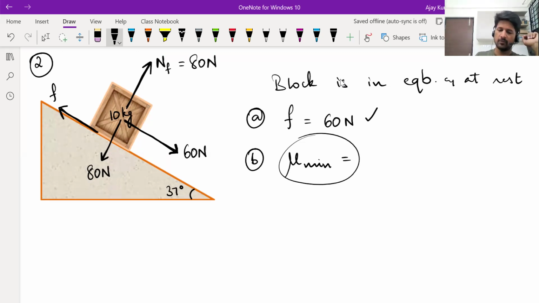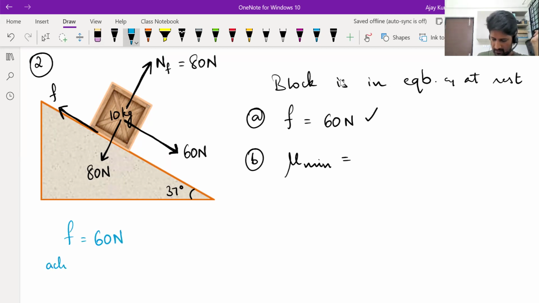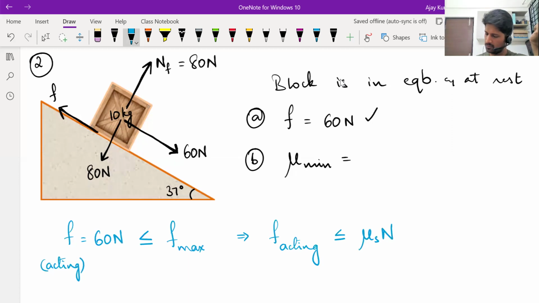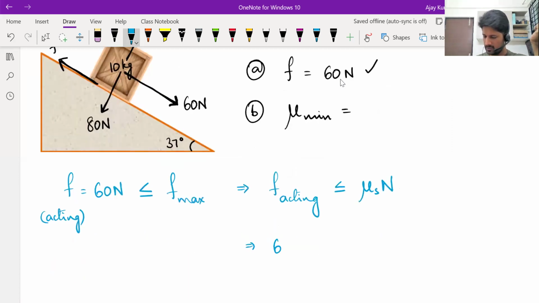Now we need the minimum coefficient of friction. Understand how to approach such questions. What we found out is friction is 60 newtons here. That is the friction that is acting. Now the amount of friction acting in a particular case should definitely be less than or equal to the maximum friction that can act. It can't be more than the maximum, then the word maximum won't have any meaning. So we know that much friction is acting for sure. So that must be less than or equal to maximum friction, which is given by mu s into N. Therefore, 60 should be less than or equal to mu s into normal force, which is 80.